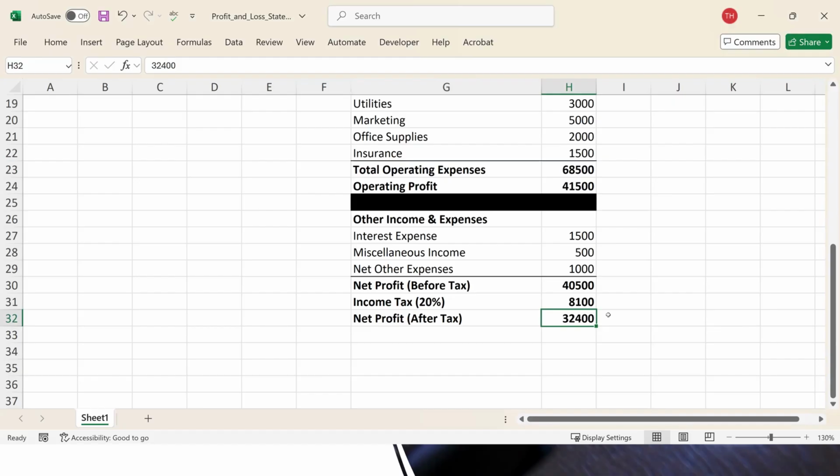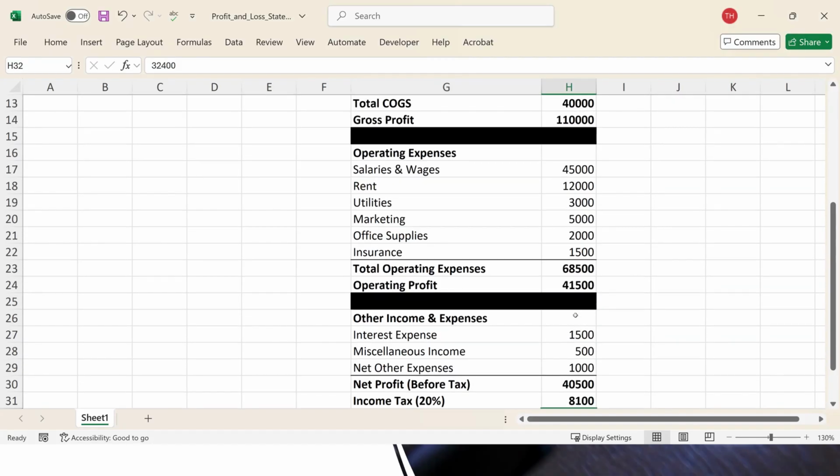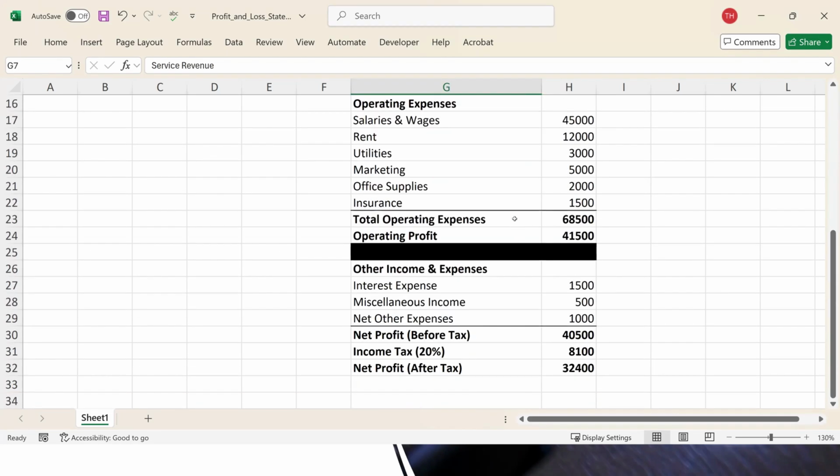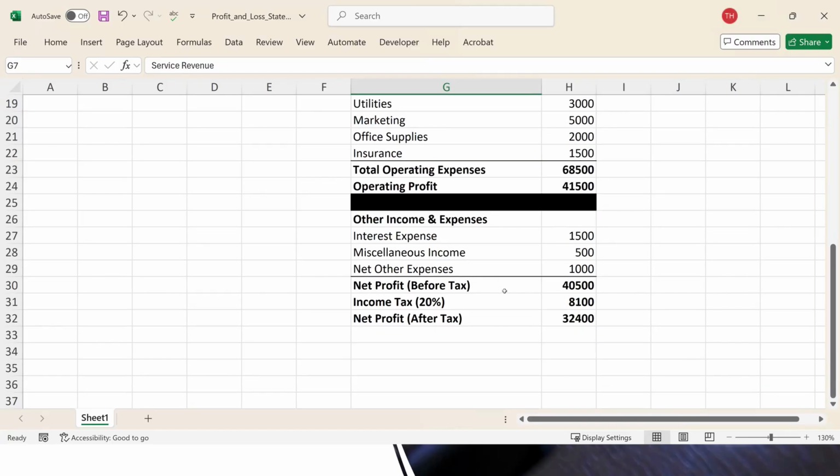And so that gives you a good idea on how a profit and loss statement works. One more time: revenue, direct cost or COGS, indirect cost, overhead or operating expenses, and then our miscellaneous stuff down here, and then total it all up for our net profit.